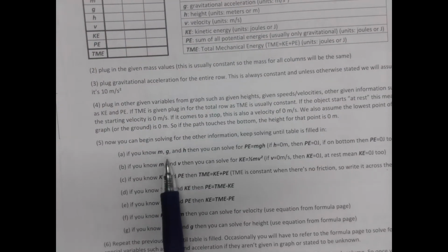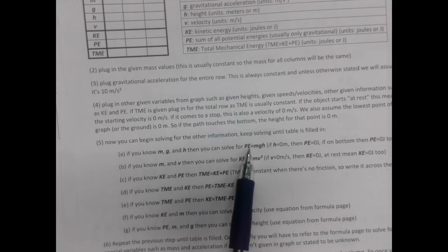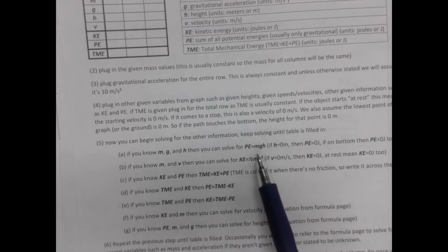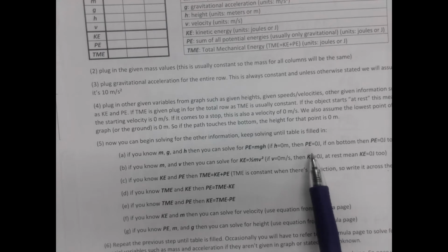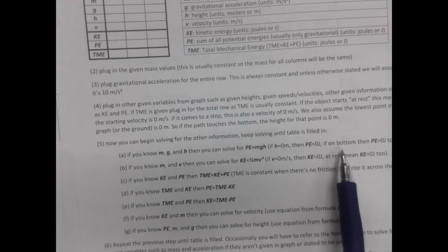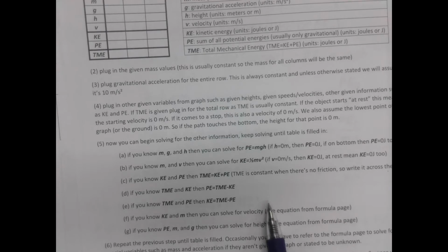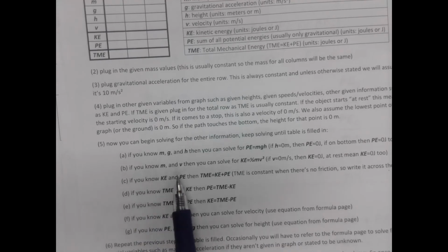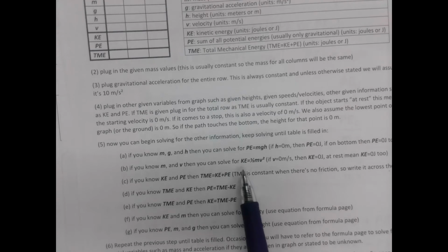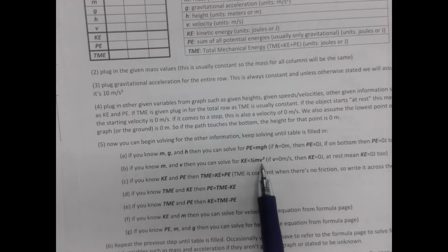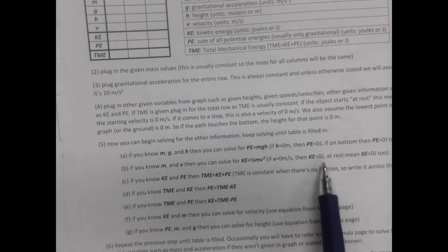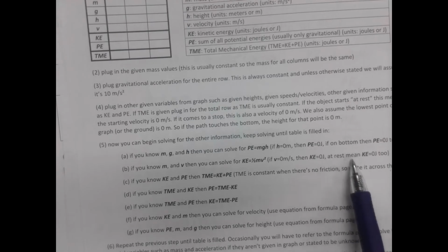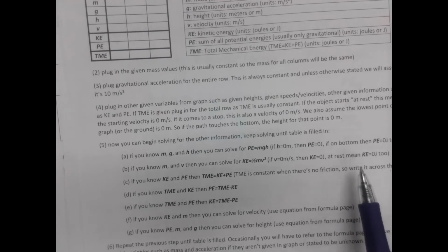So if we know M, G, and H, we can solve for potential energy. This is technically gravitational potential energy, but it's mass times G times H. If the height is 0, then potential energy is going to be 0. So if it's on the bottom, then potential energy is 0 too. If you know mass and velocity, you can solve for kinetic energy. Kinetic energy is 1/2 times mass times velocity squared. If your velocity is 0, then your kinetic energy is also 0. At rest also means kinetic energy is 0 too.